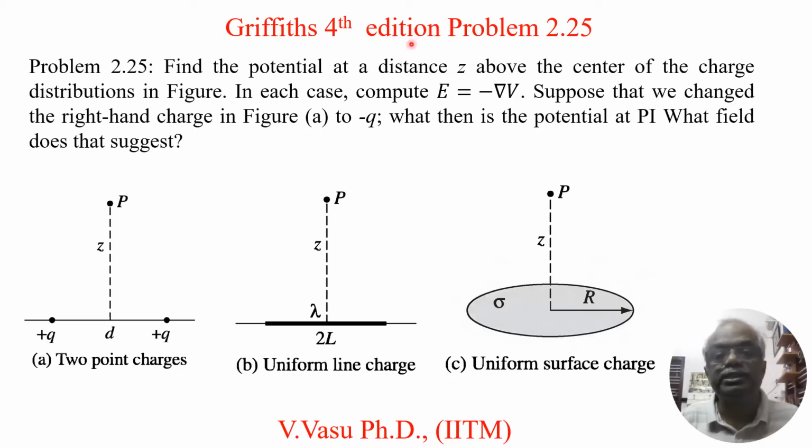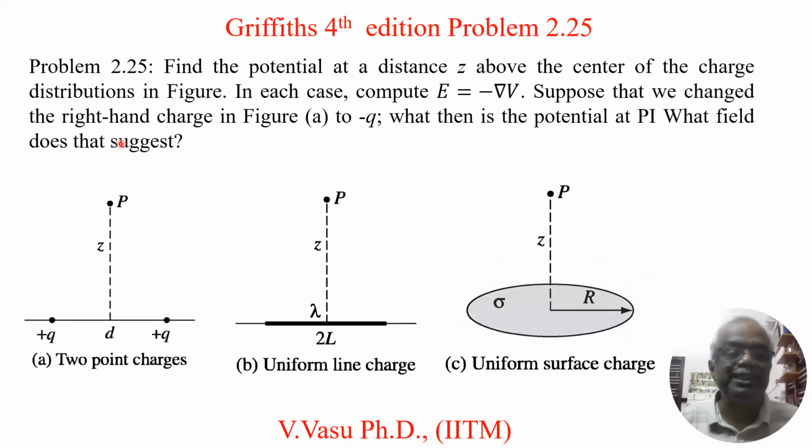Today we will solve problem 2.25 of Griffiths, 4th edition, Introduction to Electrodynamics. The problem is: find the potential at a distance z above the center of the charge distribution as shown in the figure. There are three configurations given. In each case, compute E, which is equal to minus the gradient of V.